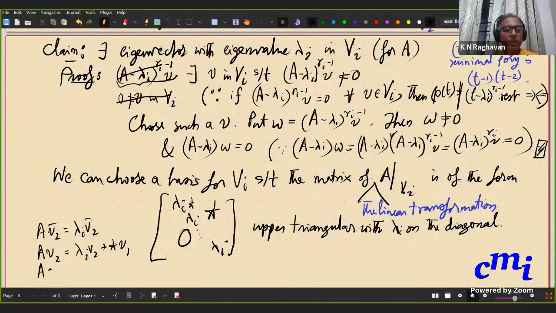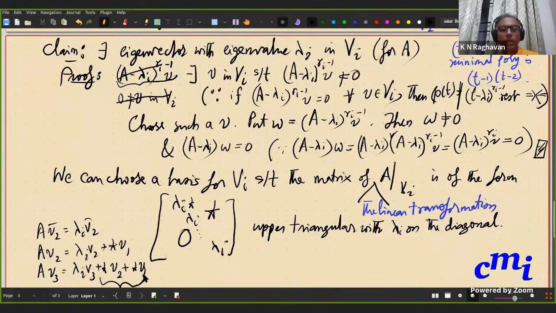And then A V3 similarly. You go modulo the subspace spanned by V1 and V2, and pick V3 bar to be an eigenvector in that space. V3 can be a lift of that in Vi, and then you will get lambda I V3 plus some star V2 plus some star V1, because this is in the space that you've gone modulo, etc. And if you do that, you will get this matrix.